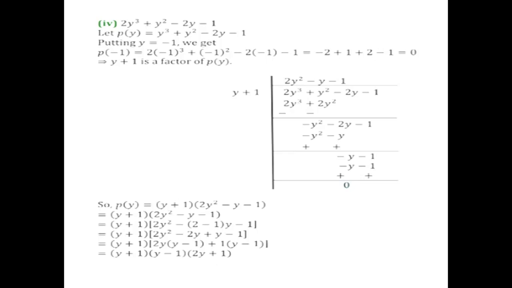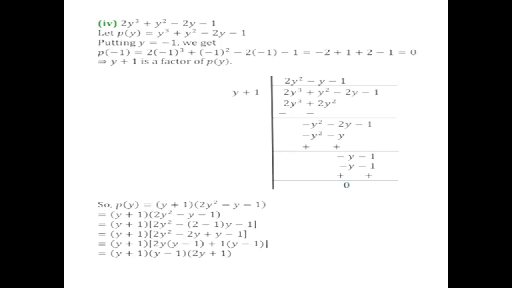So what does that mean? y plus 1 is a factor. Now, once I've got one of the factors, what shall I do next? Yes, the long division method. And since y plus 1 is a factor, if I do the long division method correctly, I would get the remainder as 0. And you could see the quotient in this case is 2y squared minus y minus 1.